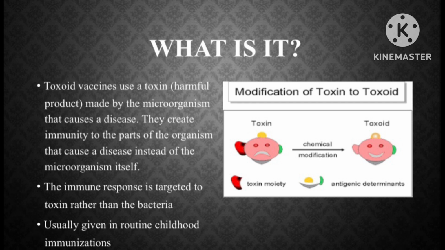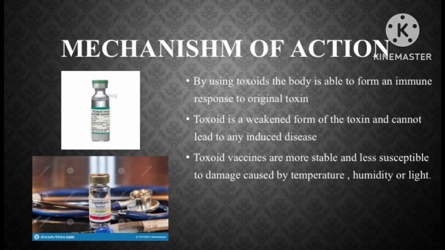Toxoid vaccines use a toxin made by the microorganism which can cause a disease, and they kill only the toxin instead of the whole microorganism. The mechanism of action is that toxoids are weakened forms of the toxin, so they cannot induce any clinical features in humans which the disease actually causes. They are more stable and less susceptible to damage caused by temperature, humidity, or light.